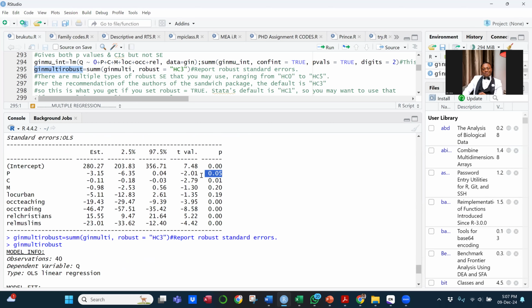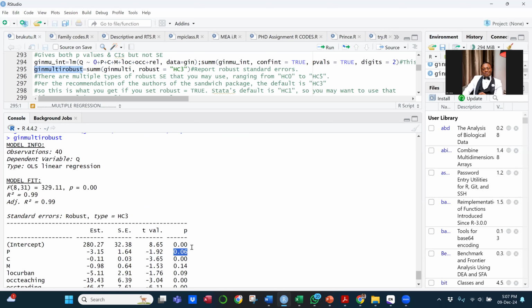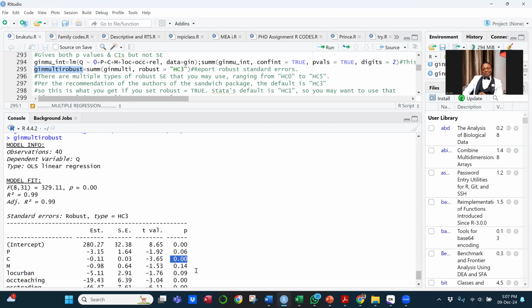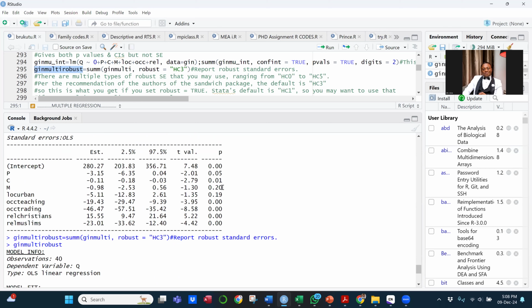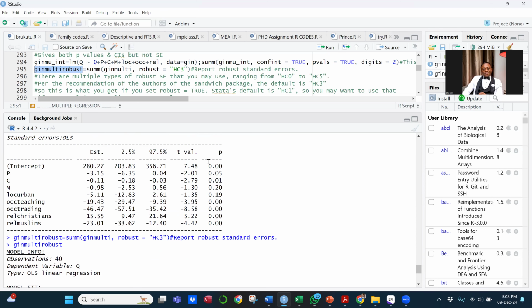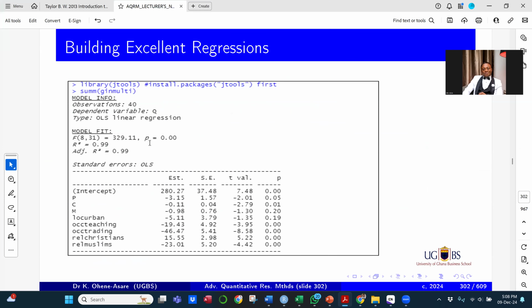For example, this one is 0.05, but this one is 0.06. This one is 0.01, but this one is 0.00. This one is 0.14, but this one is 0.20. This one is 0.19, and yet this one is 0.09. So the robust is usually better, as the name sounds. We know that the smaller the p-values, the better. And generally, most of the p-values in the robust will be closer to 0 than most of the p-values in the original OLS. So that's another model that we have been able to create, the robust.